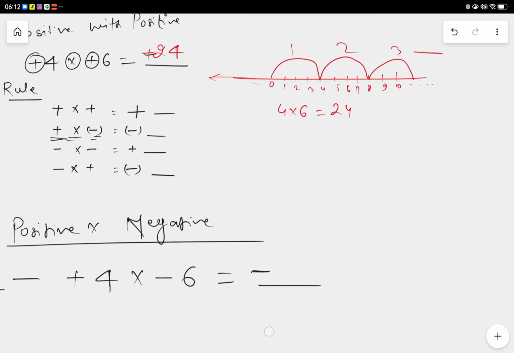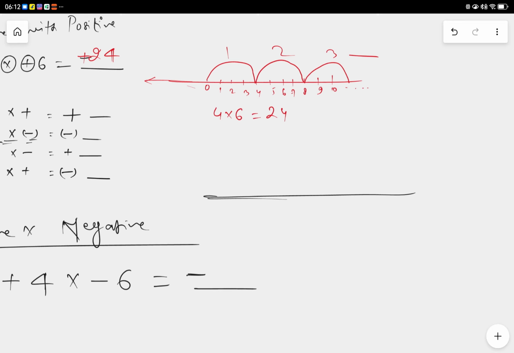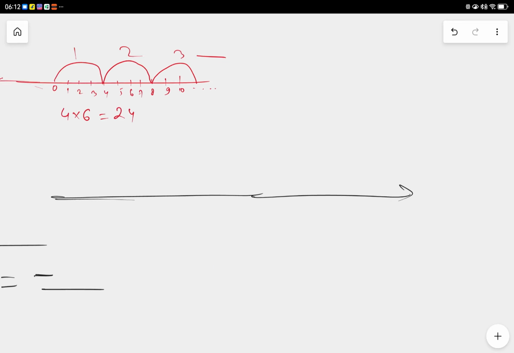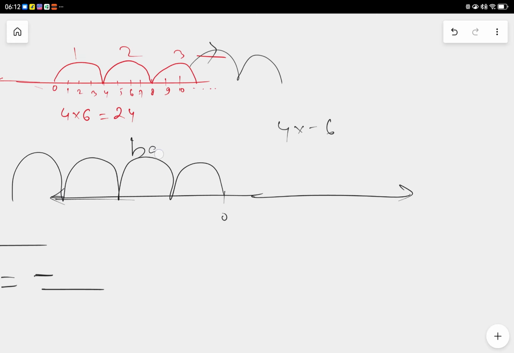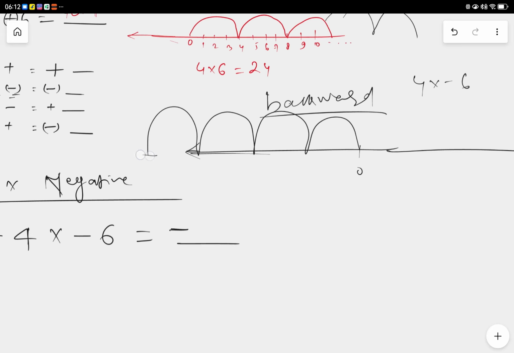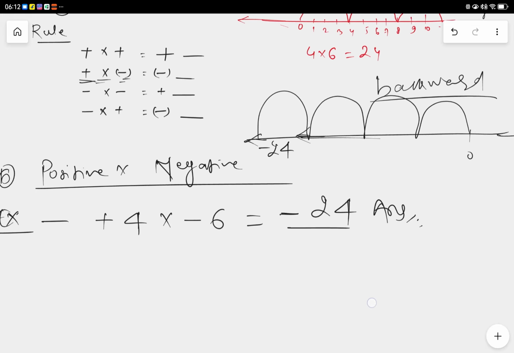So what does it mean on the number line? Just like you jumped 4 forward, 4 multiplied by -6 means you have to jump 6 times 4 backward. That's why the final number that you will land on is -24. Hence the answer is -24.